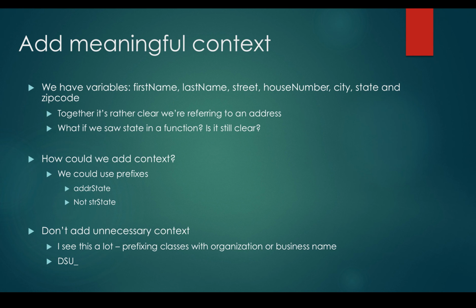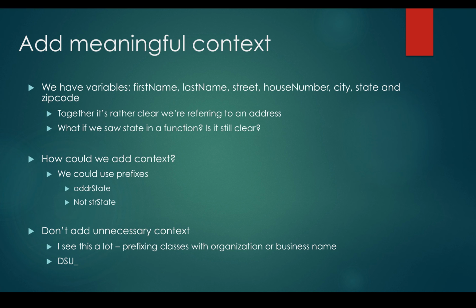So let's say that we have a set of variables. Again, I see this very commonly. I've worked on a lot of systems that deal with addresses. So we have first name, last name, street, house number, city, state, and zip code. And together, that's pretty clear. We're dealing with somebody's address. But what if we're just referring to a state? What if we have a function somewhere in all the code that we have that's managing this big complex system, and all it is working on is a state? Well, the context of the state can be different. It can be the context of an address. Within the address, it can be a shipping or billing address. It could be the state for something completely unrelated.